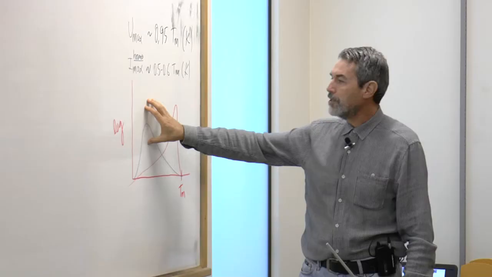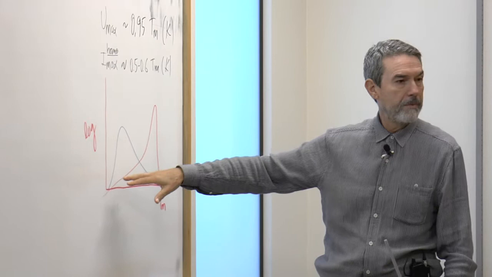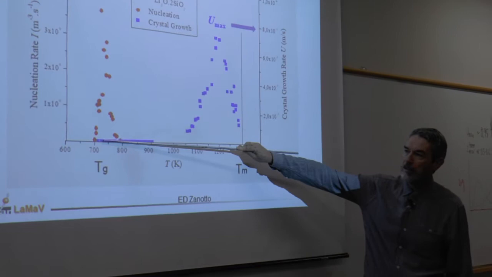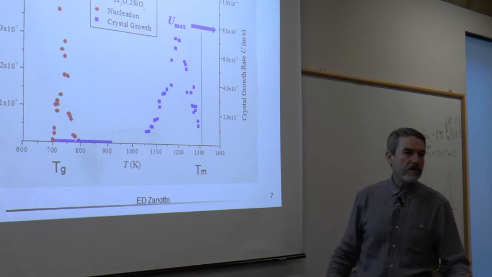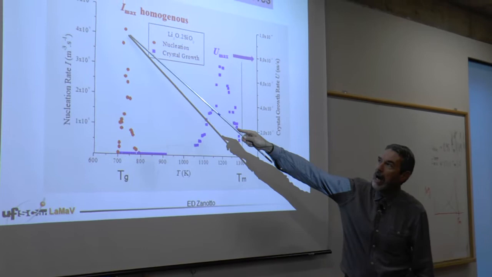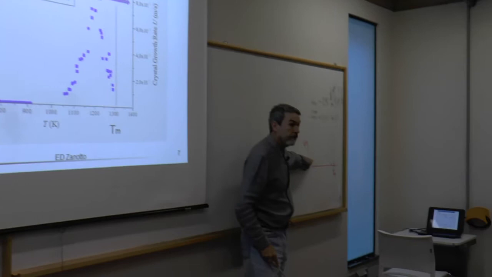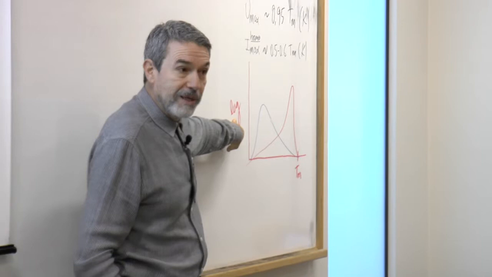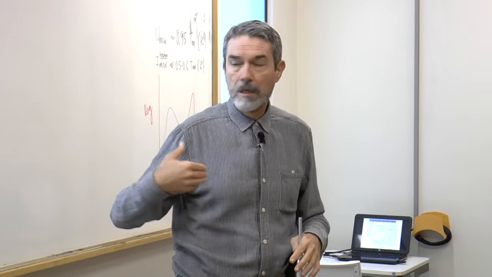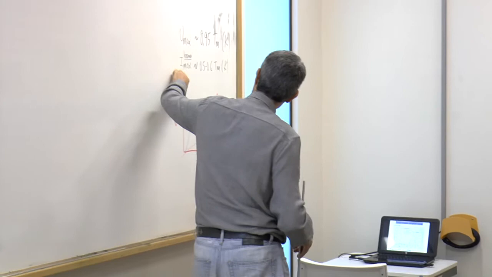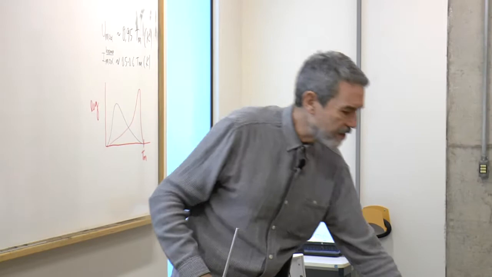Nucleation and growth always overlap. Of course, the actual values of growth rate are very small here and large here, whereas the magnitudes of the nucleation rates are very high here and very small here. But this is the real picture, log scale. So my suggestion is to always use log scale when you're dealing with this type of kinetic phenomena: nucleation, crystal growth, diffusion, viscosity. All these kinetic phenomena need to be seen in log scale because they vary a lot with small variations in temperature. They are very sensitive to temperature.